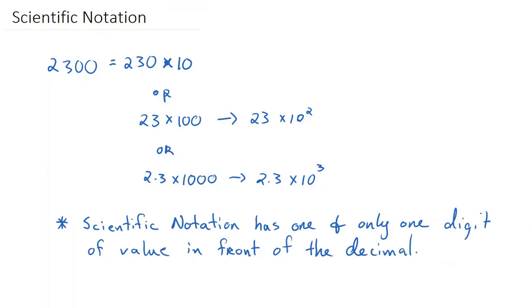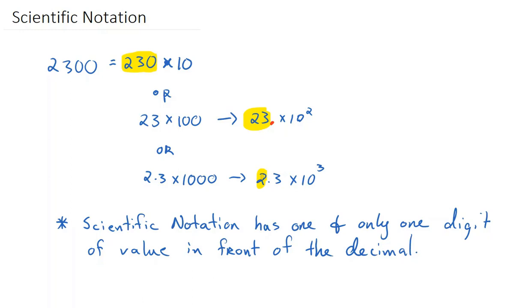Alright, so the rule is, and this is kind of my wording of it, but scientific notation has one and only one digit of value in front of the decimal. So, for example, if there's not a decimal, the decimal place is right there, right? So this number has 2 digits of value in front of the decimal. Up here, we would say there's 3 digits of value. This one has 1 digit of value.